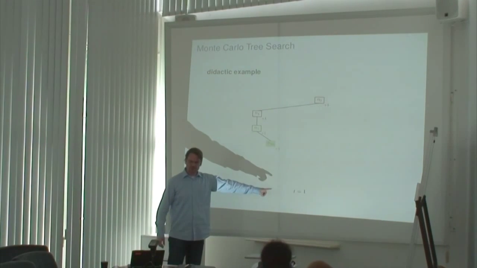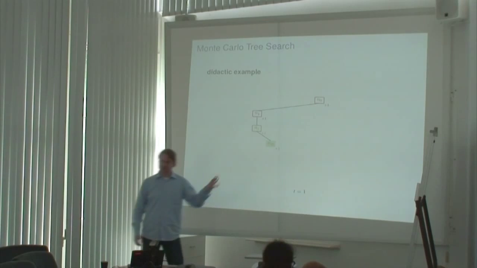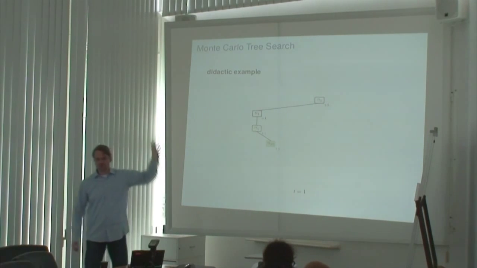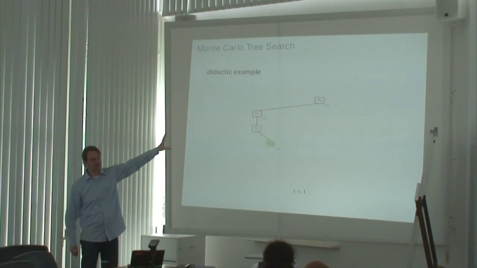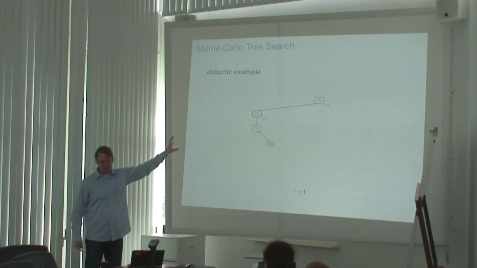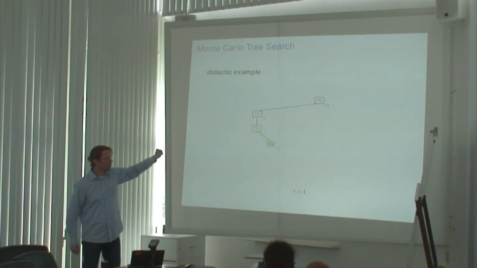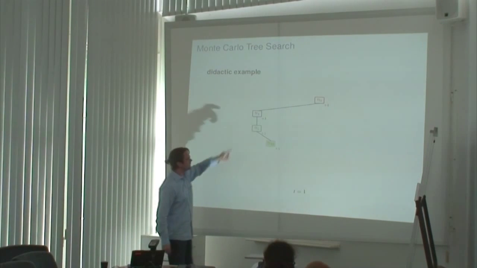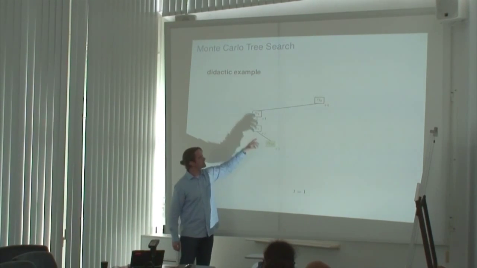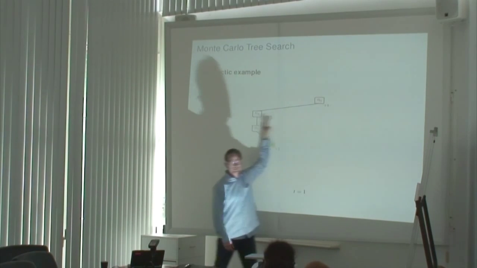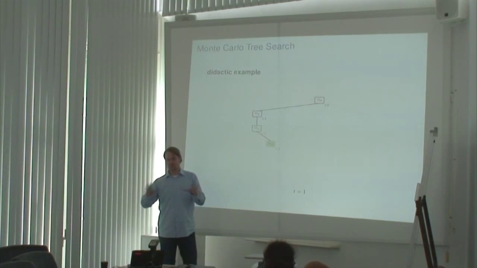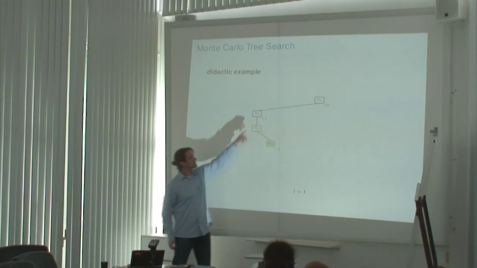So, at time t equals 1, we start Monte Carlo tree search with the root node only. Right? The root node at this point in time is a fringe node. It has not been expanded. So we randomly expand it. In this example, there are three successor states. We sort of randomly, and we'll talk about how later, select one of them.